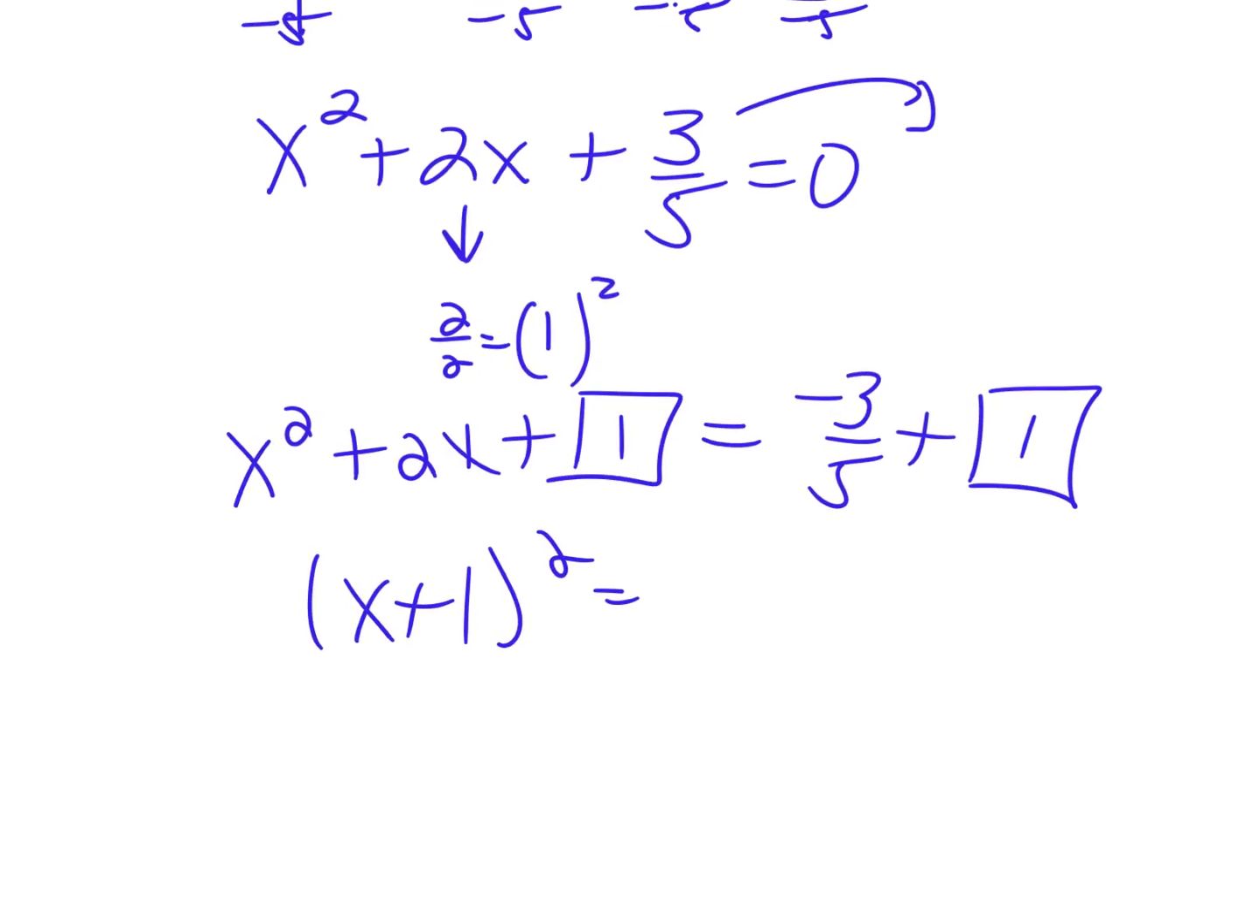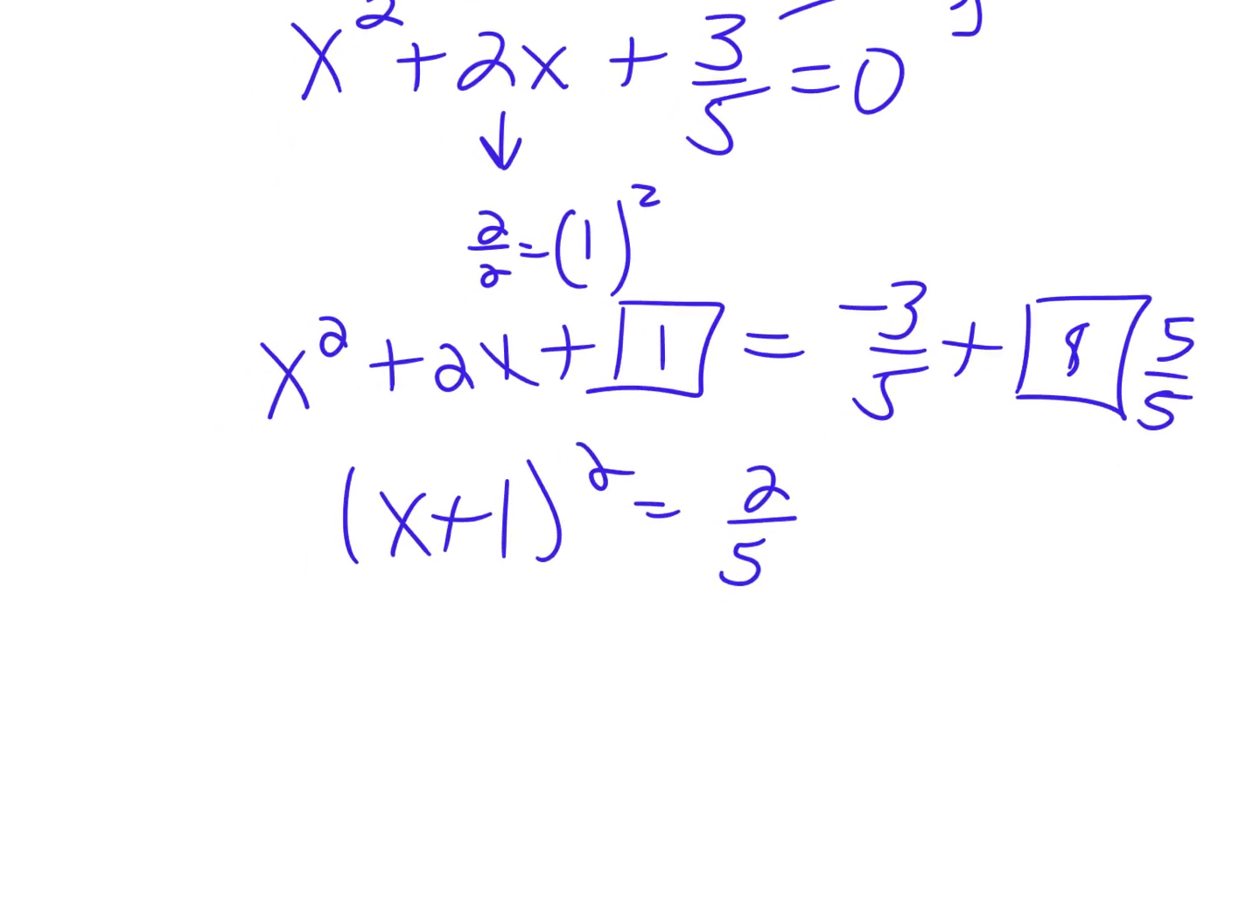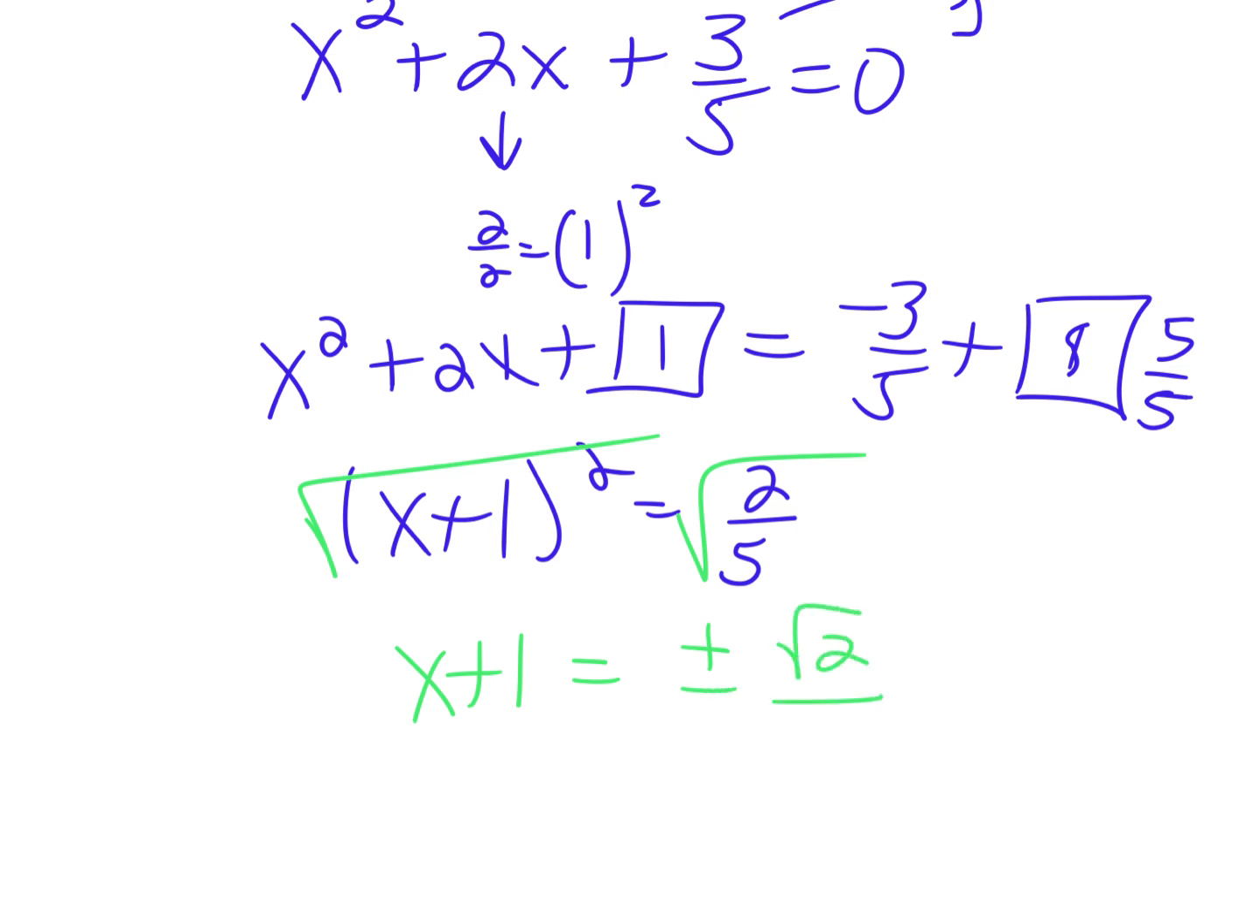I can see that 1 is going to be the same as 5 over 5, so I'll just go ahead and do that. And then I'm going to combine, and I have -3 plus 5 gives me positive 2 over 5. Again, you have your binomial set equal to a number, so take the square root. X plus 1 equals plus or minus the square root of 2 over the square root of 5.